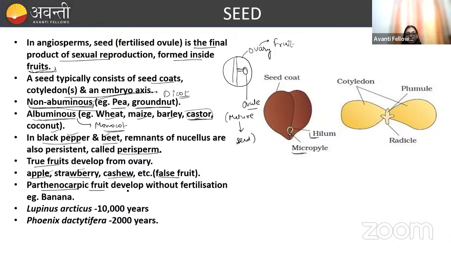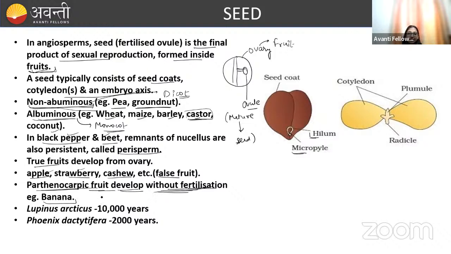Parthenocarpic fruits are those fruits which are formed without fertilization. For example, banana. Without fertilization, that means there's no formation of seeds. So the banana is a seedless fruit. So parthenocarpic fruits are those fruits which develop without fertilization.